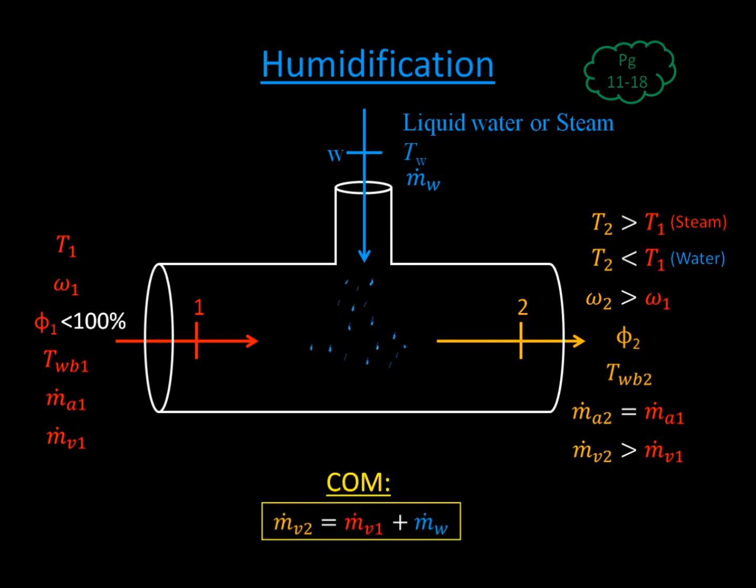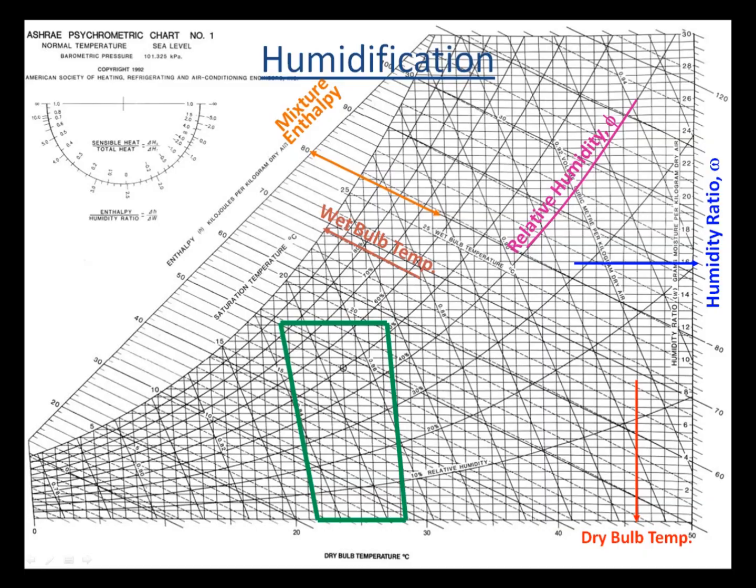So conservation of mass in this case would tell me that my mass flow rate of the vapor at 2 is equal to the mass flow of the vapor at 1 plus the mass flow of whatever water or steam I added into my system, so the conservation of mass remains true. Let's look at this on our psychrometric chart.